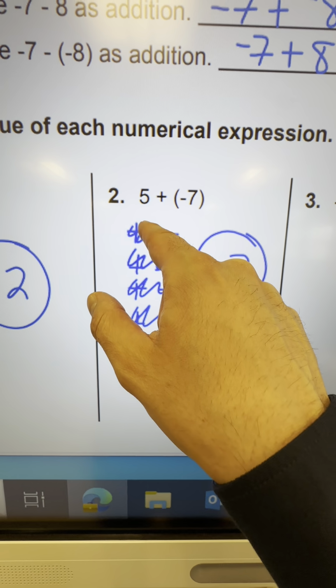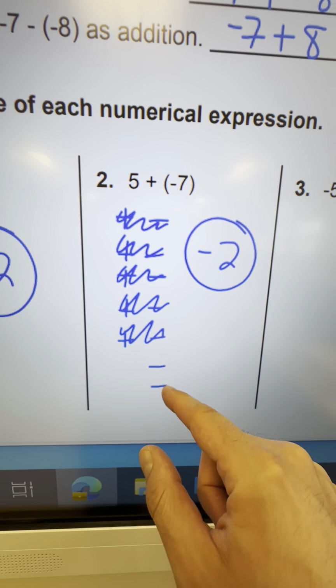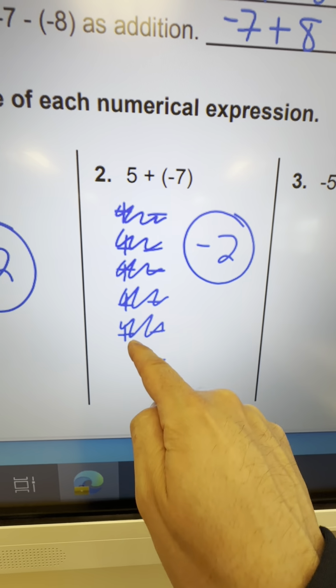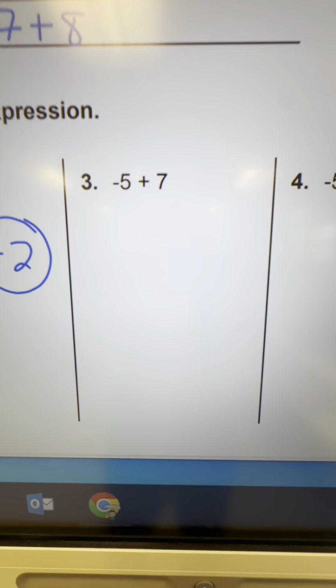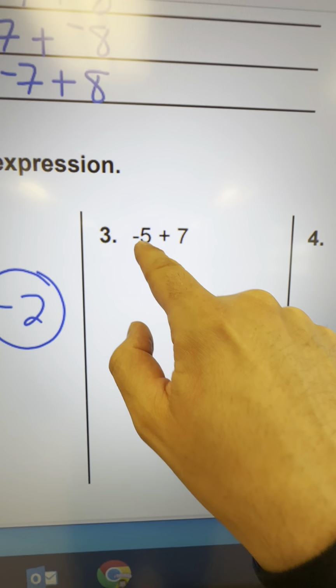Because a common mistake is to have them on a line and you cancel out too many. Okay, so 5 positives, I drew 5 negatives right next to it, and then the leftovers below to make it more obvious. All right, next example, negative 5 plus 7, so 5 negatives.